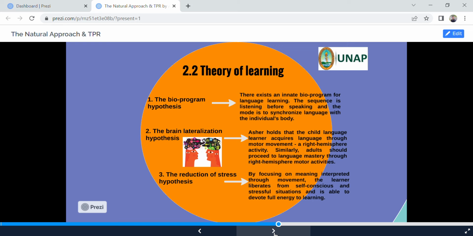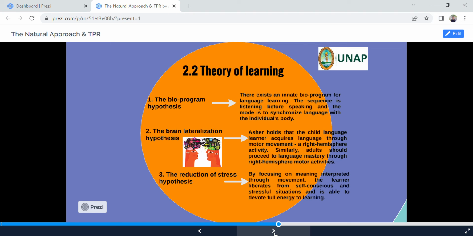The brain lateralization says that, according to author Asher, a child language learner acquires language through motor movement, using the right hemisphere for activities. In a similar way, adults should proceed to language mastery through right hemisphere motor activities.